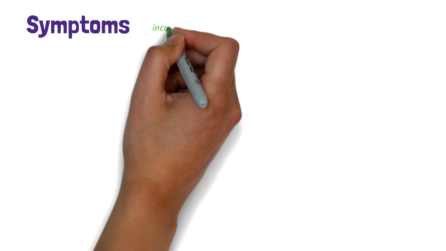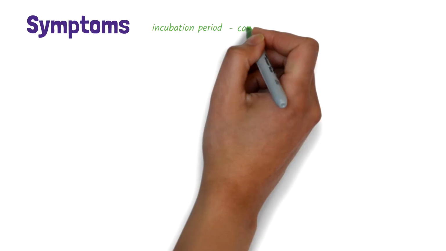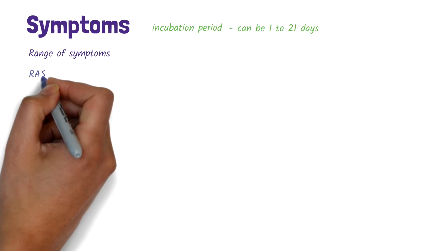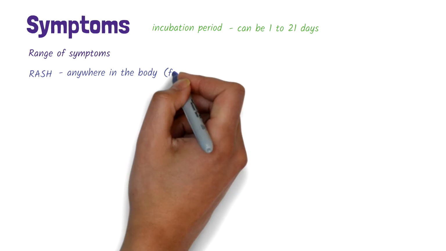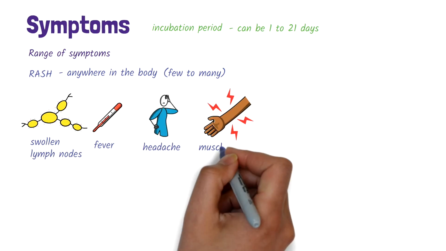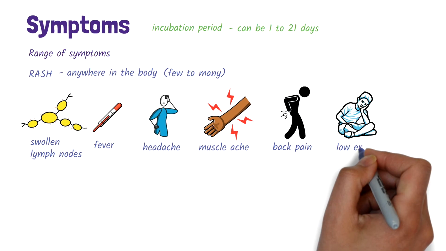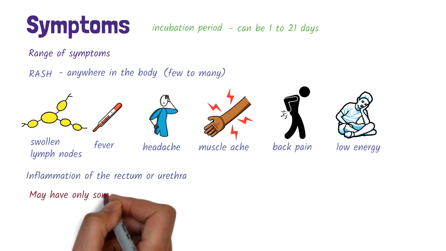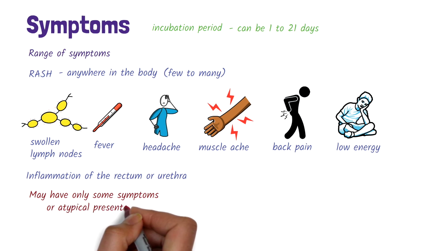The incubation period, which is the time from infection to when symptoms appear, can be between 1 to 21 days. MPox can present with a range of symptoms, such as a rash that can be anywhere in the body and can range from a few lesions to many, swollen lymph nodes, fever, headache, muscle aches, back pain, or low energy, inflammation of the rectum or urethra. People may experience only some symptoms or have an atypical presentation.